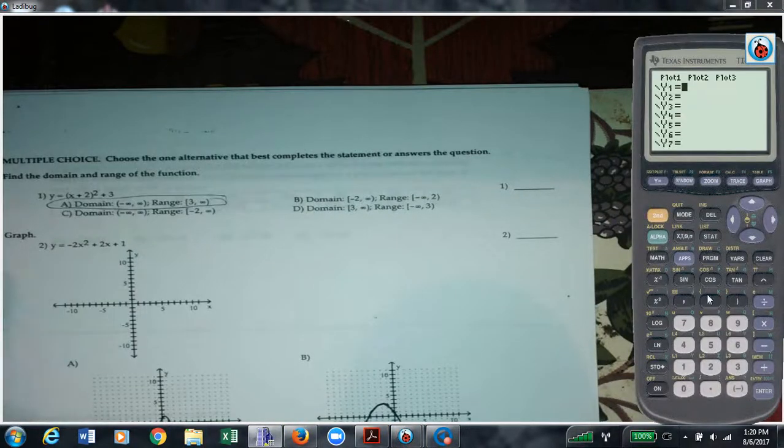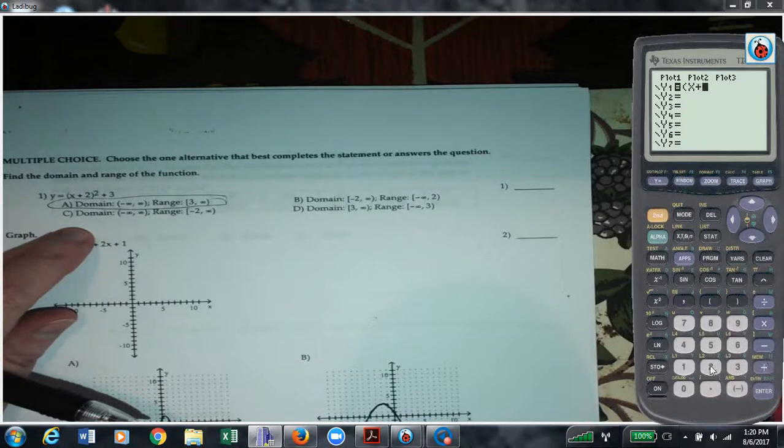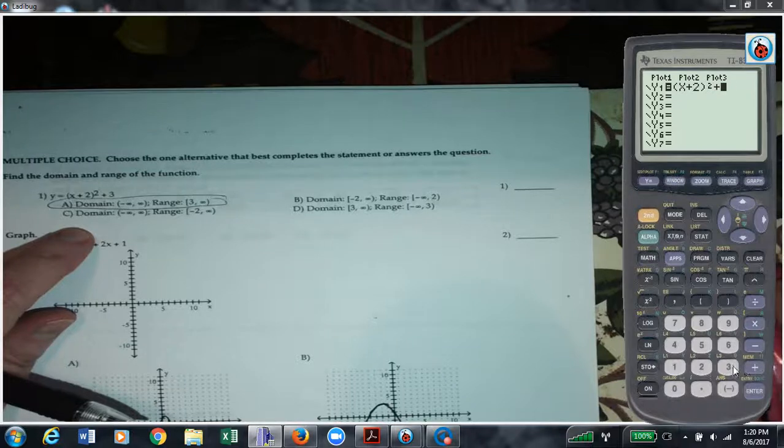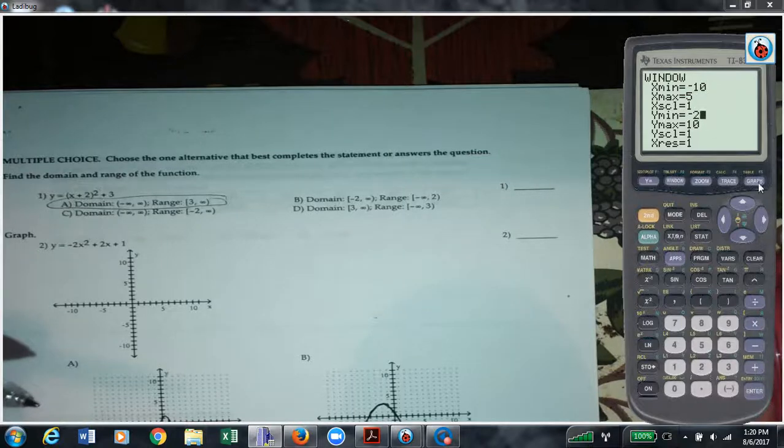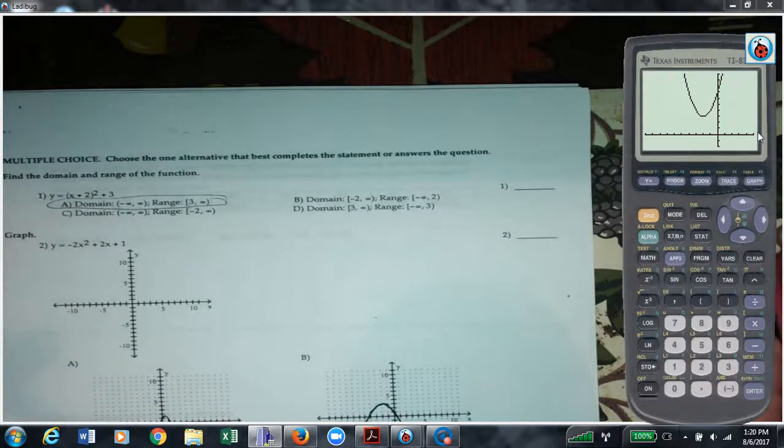Now, another way to do this would be to put this in our graphing calculator and decide from the graph what the domain and range is going to be. So let's do x plus 2 all squared plus 3. And if I do a zoom 6, then I can get that window a little bit better. Okay, so what is the domain? The domain is how wide the function is, using the x-axis like a tape measure to measure how wide it is. And of course, this is going to keep going that way forever. That's going to keep going that way forever. So if I'm using the x-axis to measure how wide this thing is, it goes from negative infinity to positive infinity. So my domain is negative infinity to positive infinity.